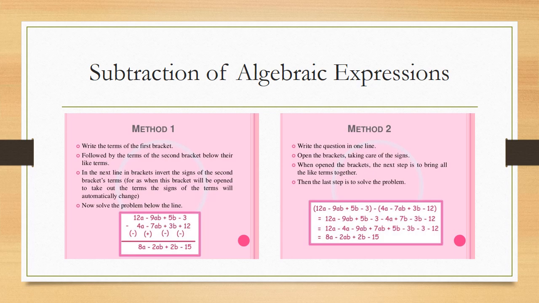Write the subtrahend below the expression from which we have to subtract in such a way that the like terms are in the same column. Then change the sign of each term of the subtrahend and add the expressions. This method is known as the column method. So, we see in the given examples both the horizontal method and the column method.